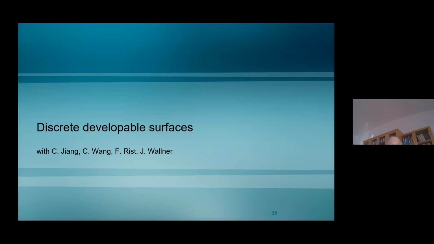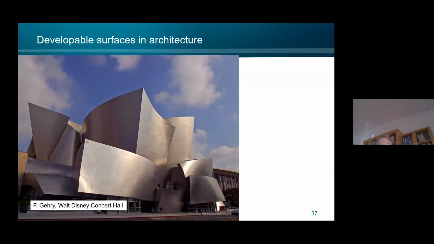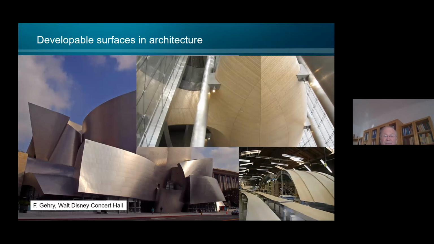So now I go to an important special case, namely the case of discrete developable surfaces. So let me recall, a developable surface pops up when we take some originally flat material which bends but doesn't stretch, like a certain fabric. And so a developable surface is by definition a surface which is isometric to a part of the plane. This is also true for sheet metal, which we see exploited in Frank Gehry's architecture, and to some extent also true for certain types of wood.